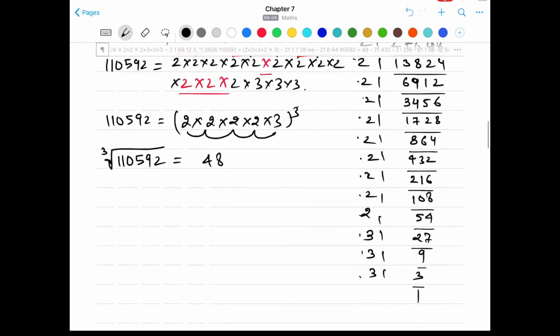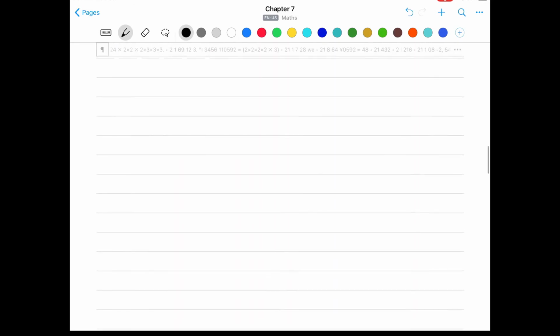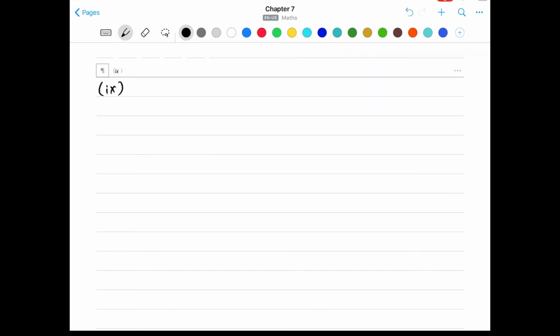Now let's move to the next part, and we have another one. Let's take part 9, which is the number 175616. Again we are going to find its cube root through the prime factorization method. As you can see, this number is an even number, so we can divide this by 2. So let's start by dividing this by 2.